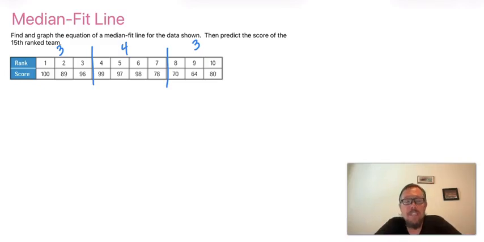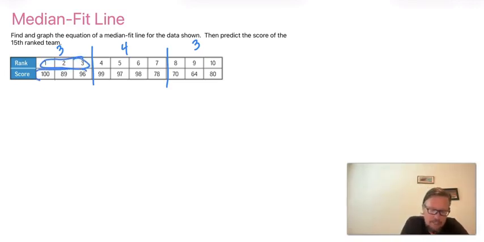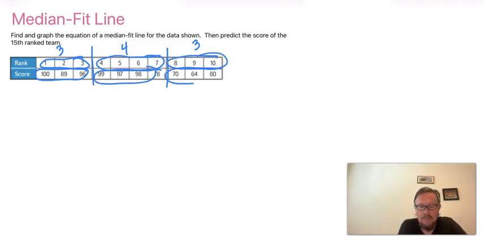If we were doing this by hand, which we're not going to do, we'd find the median of these three and the median of these three, and we'd plot that point, the median of these four and the median of these four, and plot that point, and the median of these three and the median of these three, and plot that point, and then we connect the 3 points to get our best fit line.